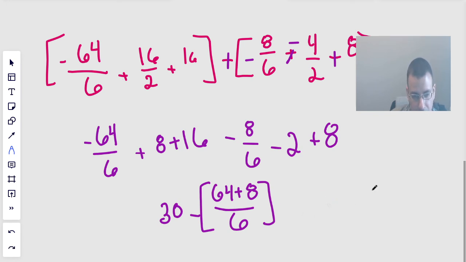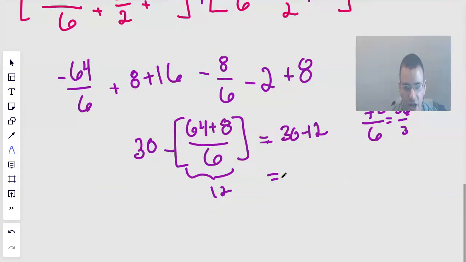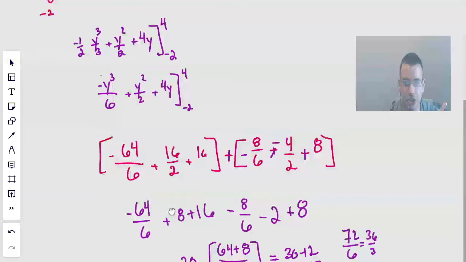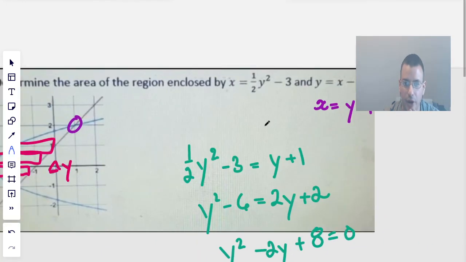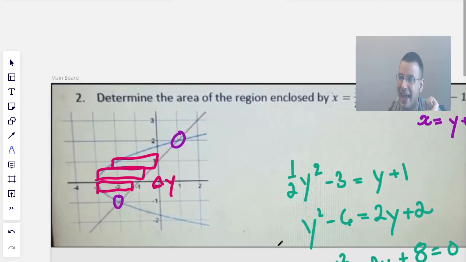So let's see here. 72 over 6 is the same as 36 over 3, which is 12. So this right here is 12. And so we have 30 minus 12, which gives us an answer of 18. Bam. And so our answer for this question of determine the area of the region bounded by x equals 1/2 y squared minus 3 and y equals x minus 1 is going to be 18.